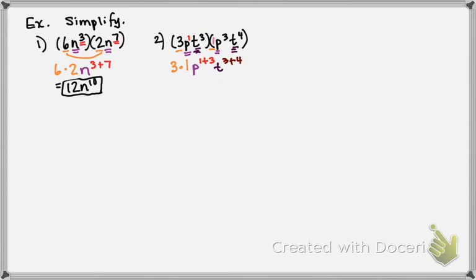Okay, so I'm going to just jot a note over to the side. P is the same thing as P to the first power. So keep that in mind. Just like P means the same thing as 1P. Okay? Two different things. All right, so let's do the math. I get 3 times 1 is 3. And then P, 1 plus 3 is 4. 3 plus 4 is 7. So I get 3P to the 4th, T to the 7th. Okay? All right, let's try one of those other guys.